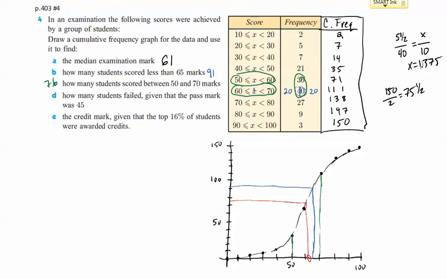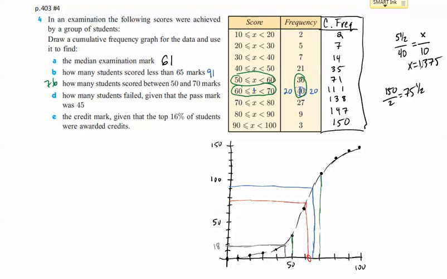All right. Next, on to letter D. How many students failed, given that the pass mark was 45? Wow, that is a really considerate pass mark. But okay, 45. So we go to 45, and we go over to the side of our graph, which looks to be just under 20 from our graph. We can go and look at that in the table as well. So if I had to guess there, I'd say probably about 18.